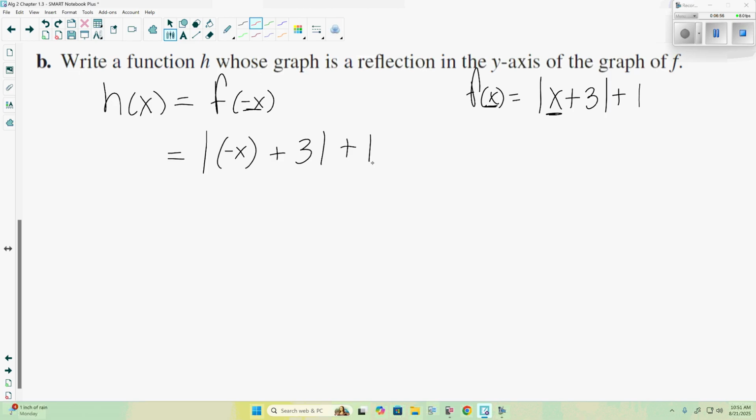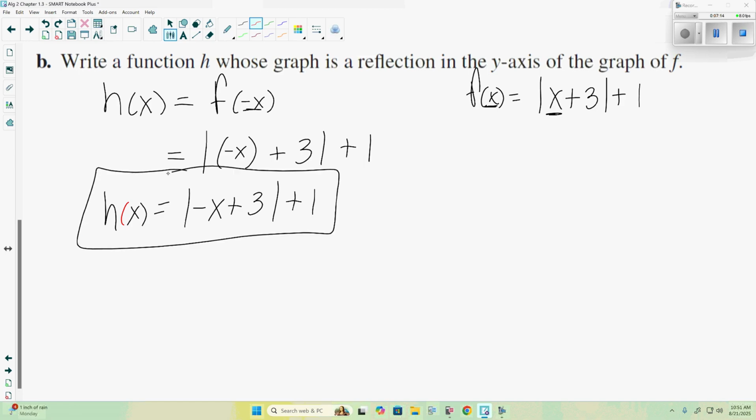Almost. Do we need the parentheses anymore? There's not a number in front of it. Nothing's going to be applied to that negative x. So we could drop those parentheses. So one way is we could just rewrite it: negative x plus 3, plus 1. The other way is we could have just erased those parentheses. Got the same thing. Questions on this here?